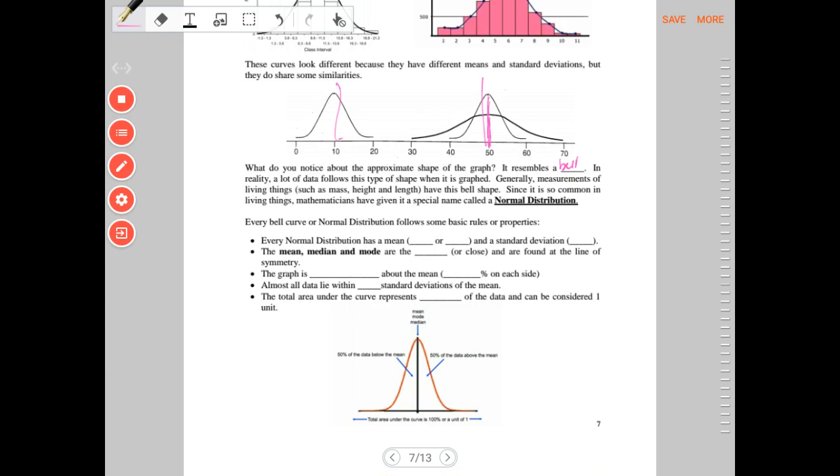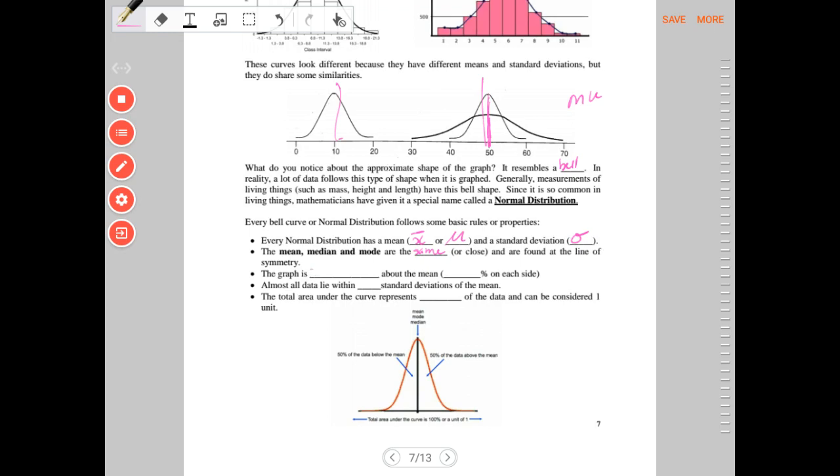Every bell curve or normal distribution follows some basic rules or properties. Every normal distribution has a mean. We use the symbol x bar, as you may have remembered from last section, or we also use this funny looking U shape, which is actually called mu. It's another one of those Greek letters, just like for standard deviation, we use the Greek letter sigma. The mean, the median, and the mode are all the same, or close to it, and are found at the line of symmetry.